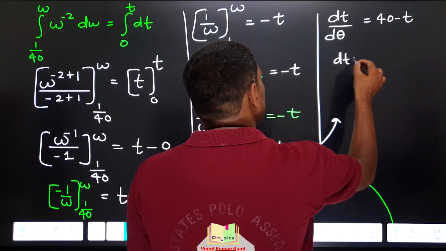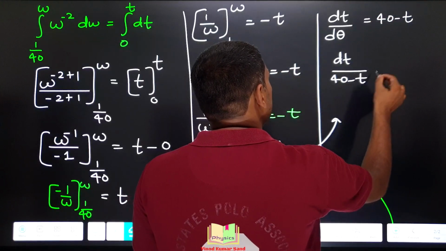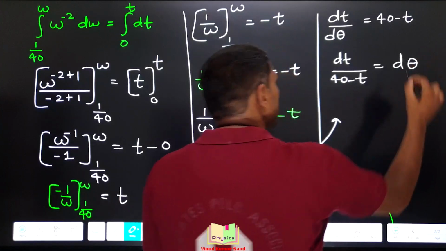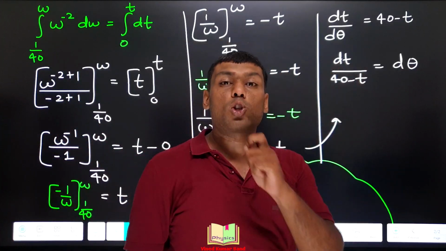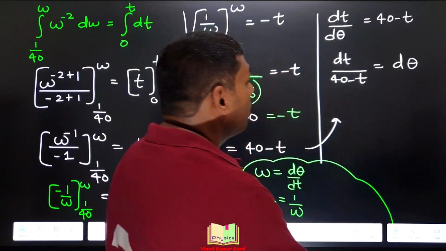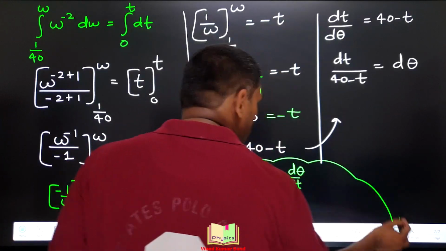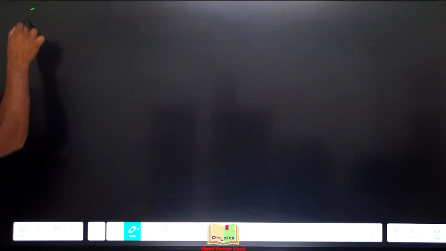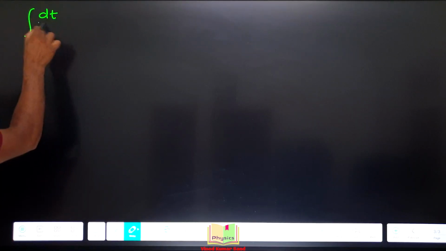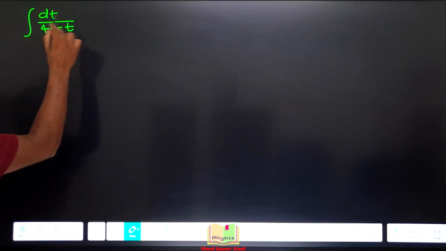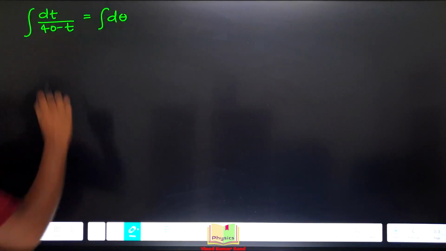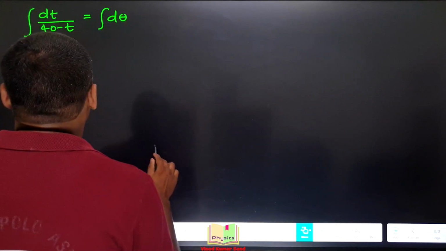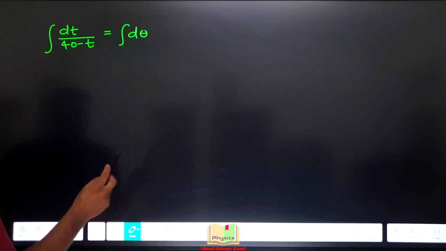Now the expression is dt upon 40 minus t is equal to d theta. We have to again integrate this expression in proper limits, so that we'll do on the next page. We are having the expression dt upon 40 minus t is equal to d theta. Now we need the proper limits.